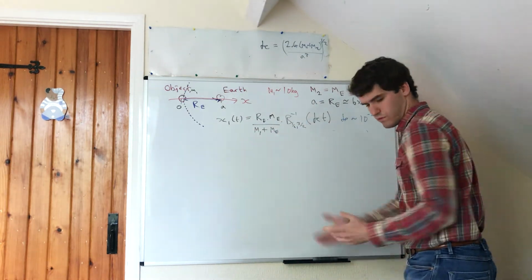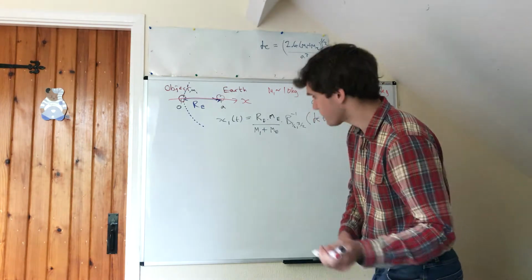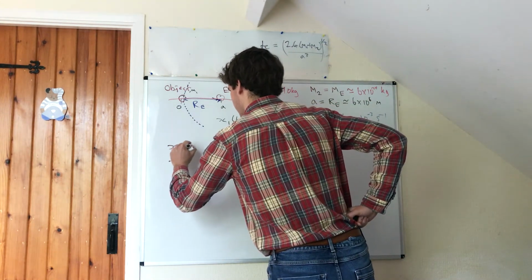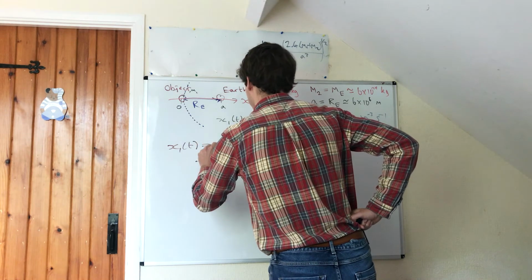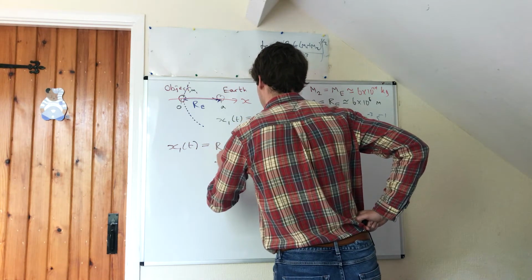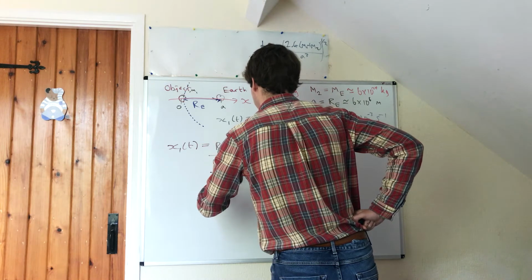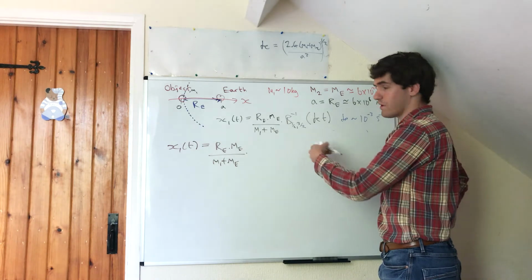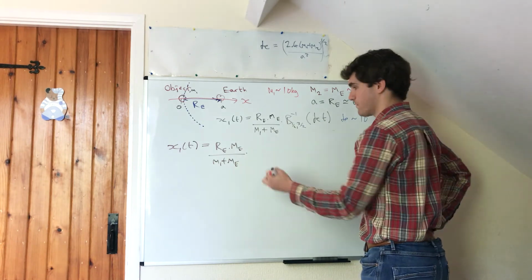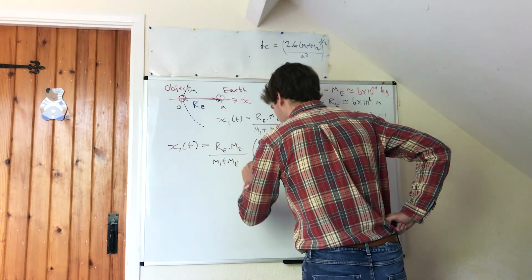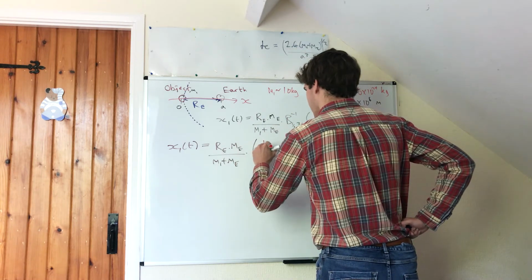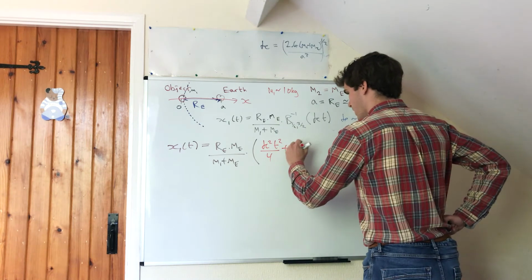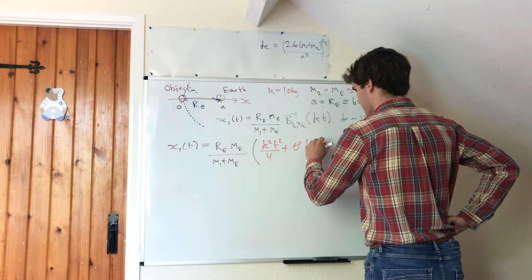Okay, so let's shove in our expansion. Now we have x1 of t is equal to the radius of Earth times the mass of Earth divided by m1 plus me, multiplied by this. Now remember, this will be the argument squared divided by 4 in the expansion. So we will multiply this by kappa squared t squared over 4 plus some higher order terms which will be of order kappa cubed t cubed, and these will be negligible.